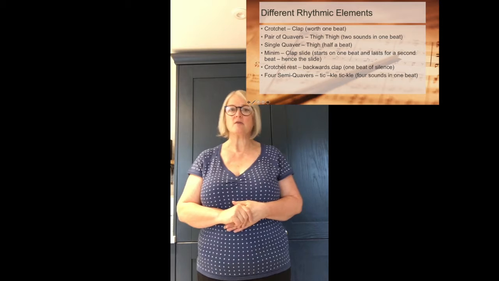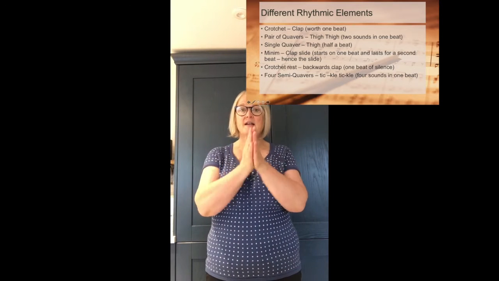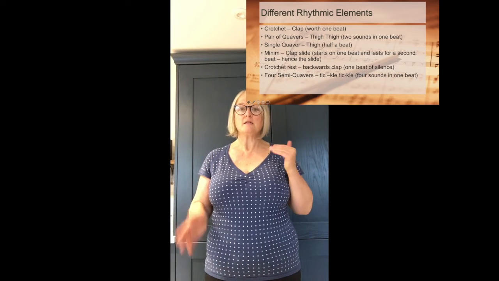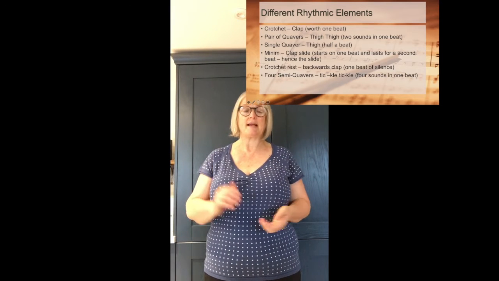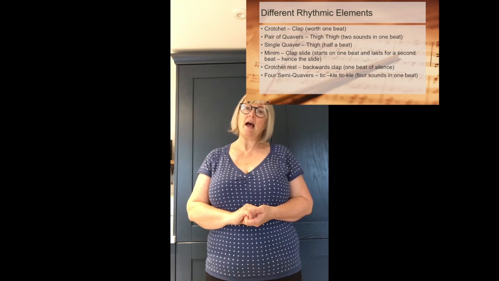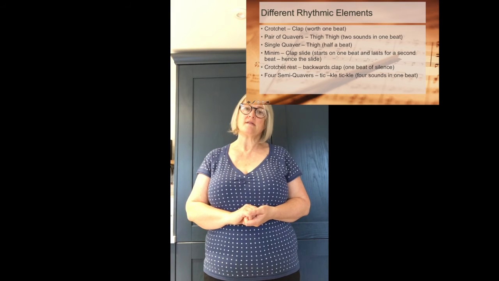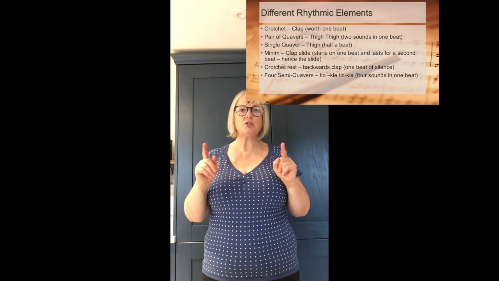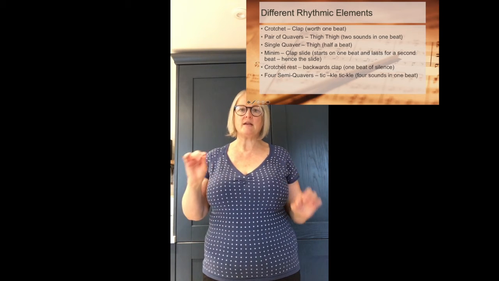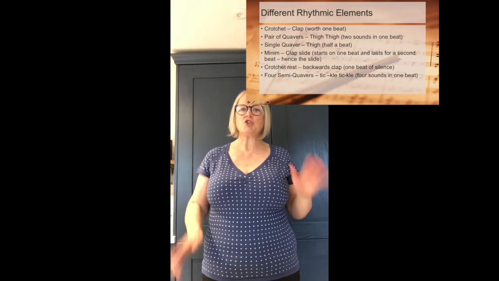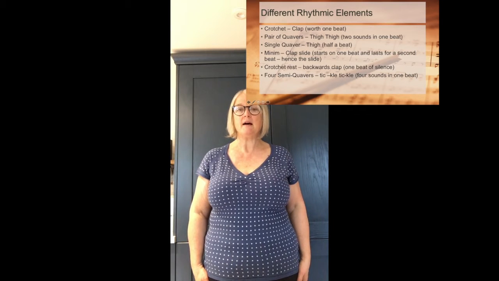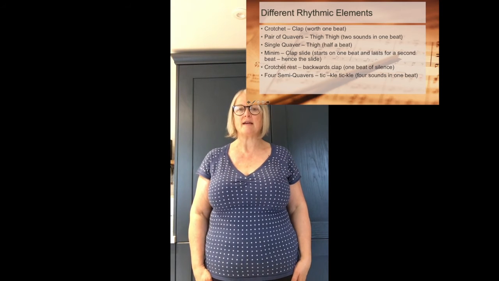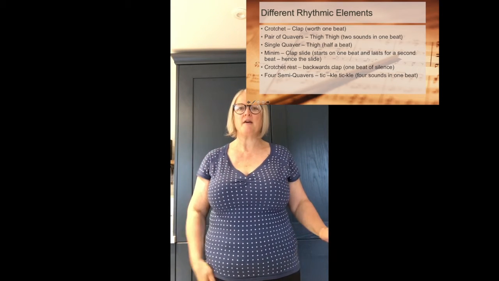The first one is the crotchet, which is just the straight clap. And that actually is on the beat. So it's the same as the pulse in this case. Then I present a pair of quavers and I use thigh-thigh for this. And so that the children actually get the physicality of it, I make sure that they say the words at the same time. So a pair of crotchets and 2 pairs of quavers would look like this. Clap, clap, thigh, thigh, thigh, thigh.